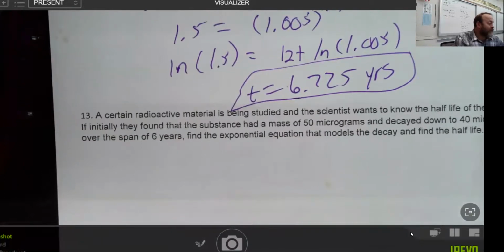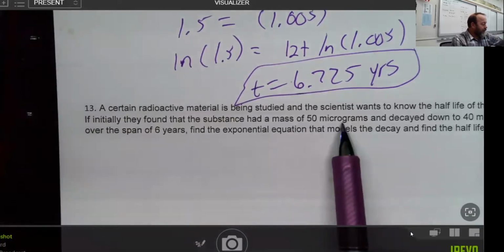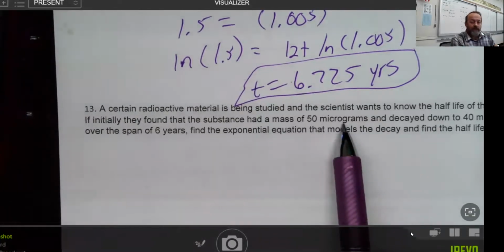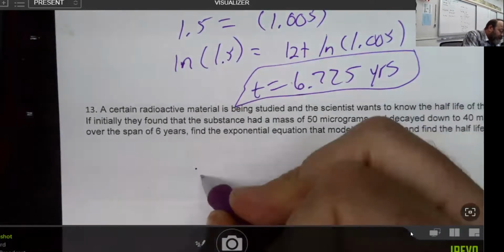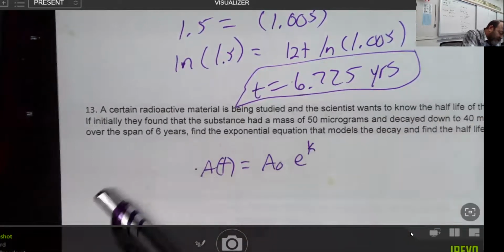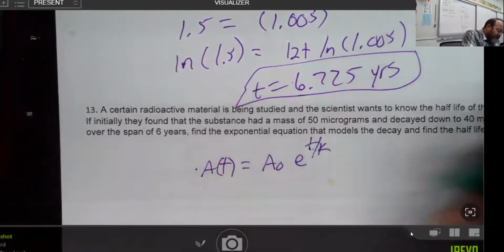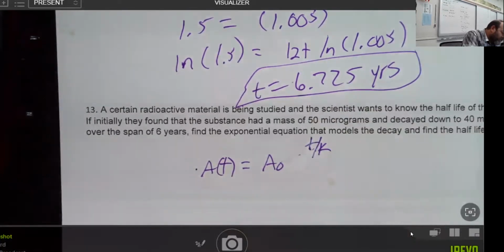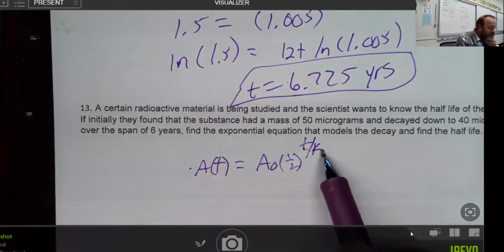And then our final question is that we have this new material that we know went from 50 micrograms down to 40 micrograms over a span of 4 years. So we're going to start again with this idea that A sub t equals A sub 0 e to the k. Actually, I'm going to write it as to the t over k, and it should be its half-life, so I'm going to put a half right here. I actually prefer to use the base e, but this is a half-life problem. So this is our overarching idea, where k is our half-life. So we're going to try to figure that out.